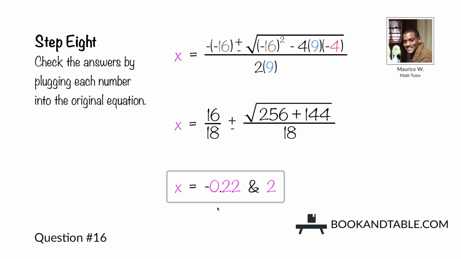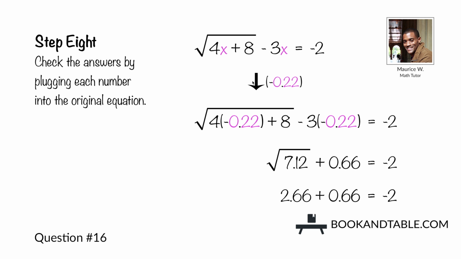Now step 8. Check the answers by plugging each number into the original equation. The square root of 4x plus 8 minus 3x is equal to negative 2. So we'll plug in negative 0.22 in both places where we see x. 4 times negative 0.22 is equal to negative 0.88. Negative 0.88 plus 8 is equal to positive 7.12. And the square root of 7.12 is equal to 2.66.